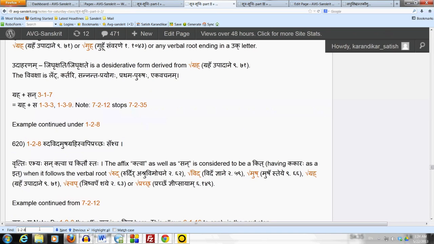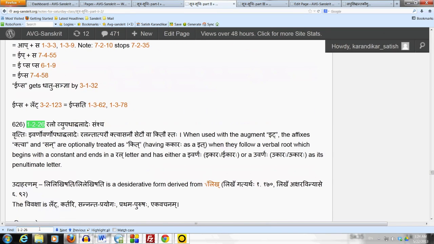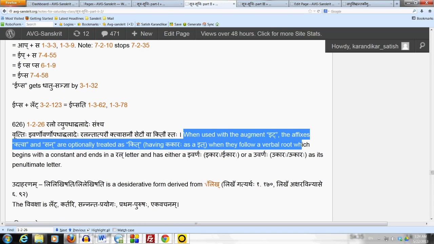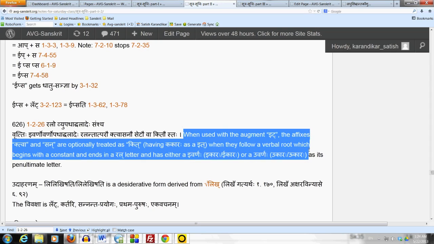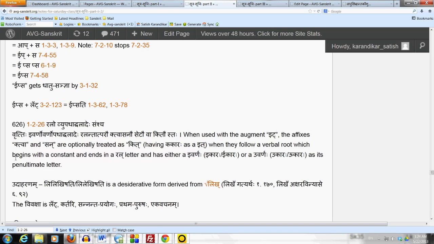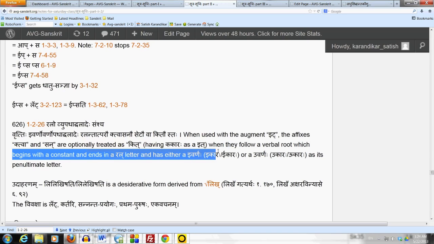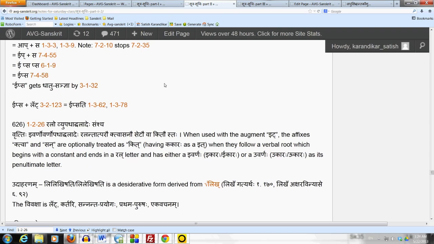Also recall the sutram 1.2.26, which we have studied. 1.2.26 says ralo vyupadhad halader sanscha, which means when used with the augment it, the affixes ktva and san are optionally considered as kit, which means they are optionally considered to have the letter k as a marker when they follow a verbal root which begins with a consonant and ends in a ral letter and has either an ivarna, which is an ikara or an ikara, or a uvarna, the ukara or the ukara, as its penultimate letter.